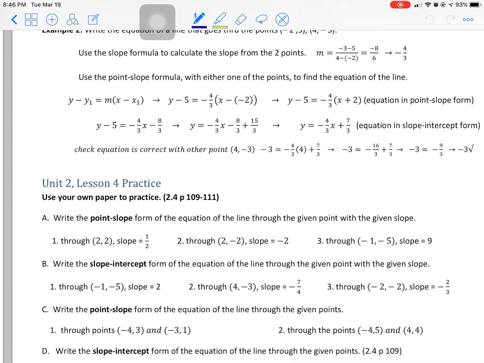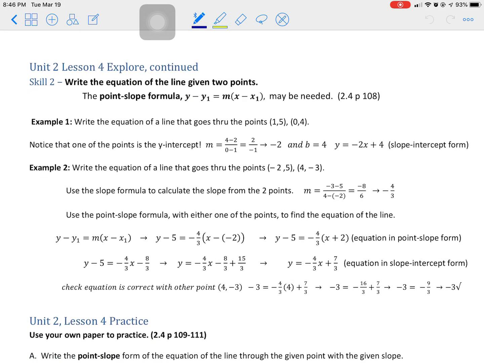All right, so there's a little more on the Explorer, and then there's the practice. So let me do the rest of the Explorer here. It says, write the equation given 2 points. Okay, so now it's not going to give you the slope. It says, write the equation of the line that goes through these 2 points. Well, okay. I'm going to take a minute and crank out the slope formula. Okay. That gets me 2 over negative 1, which is a negative 2 for a slope.